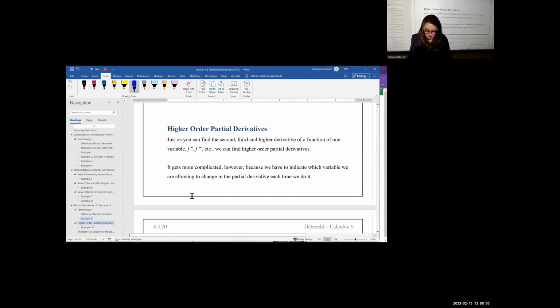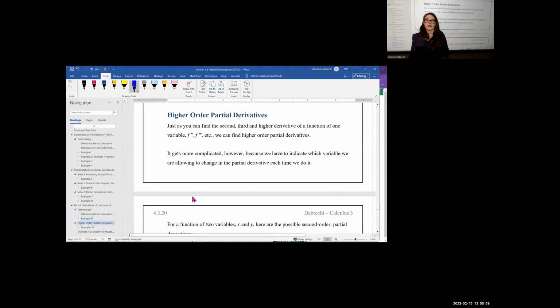Now, can you do higher order partial derivatives? Yes, you can. You can do second derivatives, third derivatives, fourth derivatives, but it gets a lot more complicated because you now have more than one independent variable. So you have to say which one you're doing the derivative with respect to first, and which second, and if you're doing a third derivative, which one the third time. There are some times when the order doesn't matter. We'll find out why in just a minute.